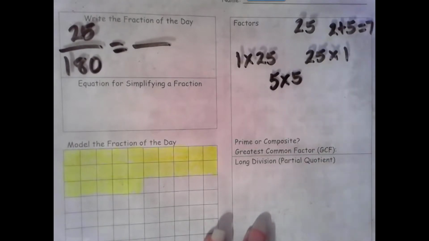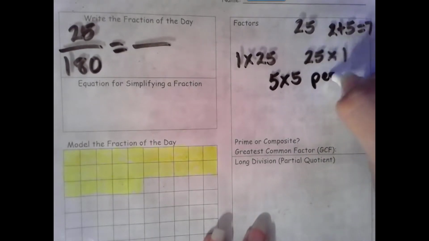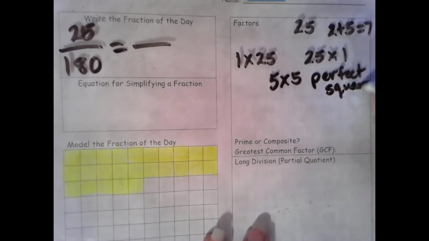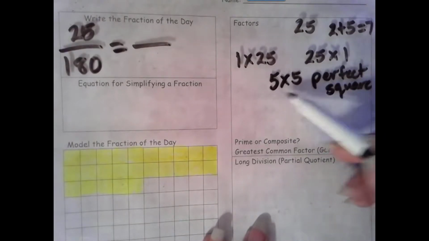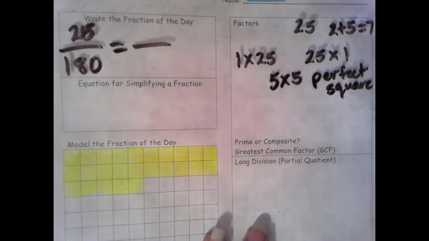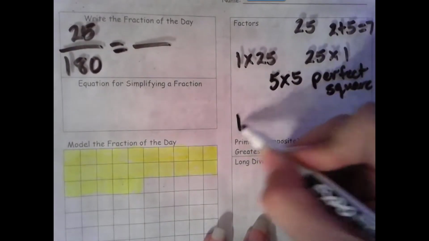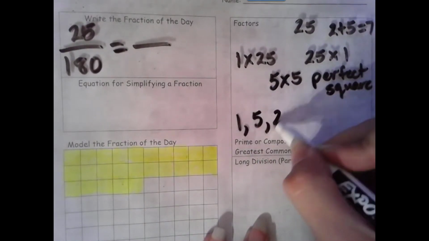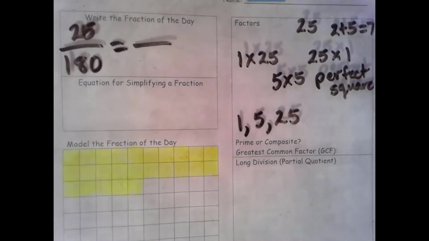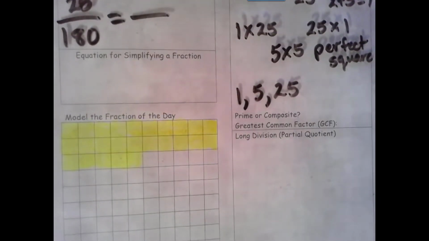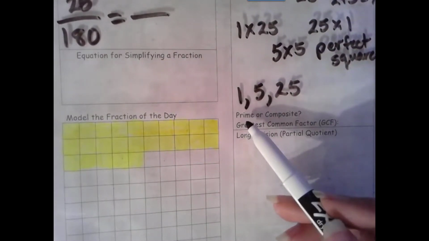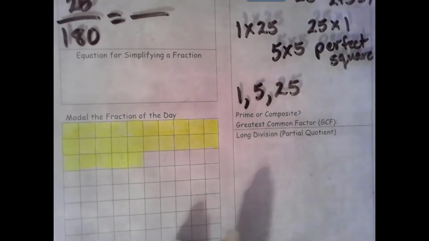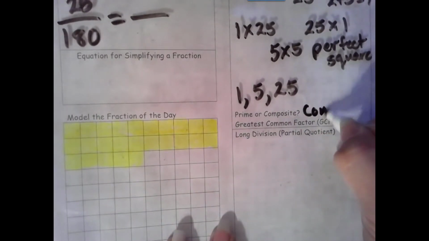Whenever our factors are exactly the same, this is going to be a perfect square. This is a perfect square number. There are no counting numbers or natural numbers between 5 and 5, so we are done. Let's list our factors from least to greatest: 1, 5, 25. We have 3 factors. That's close to being exactly 2 factors, but it is actually more. Barely, but it is more than 2 factors, so it is composite.